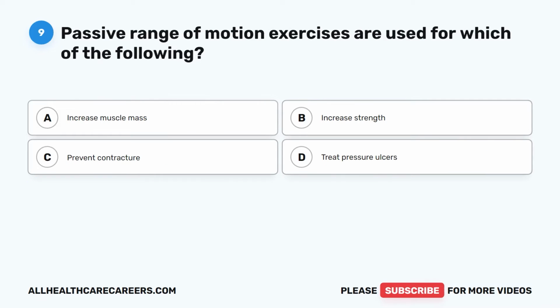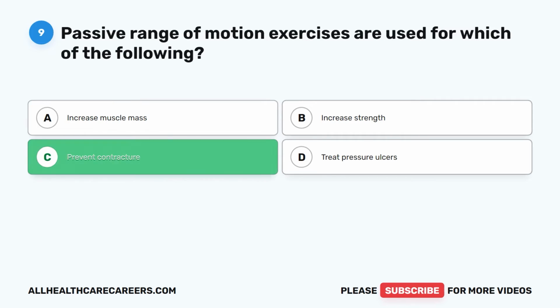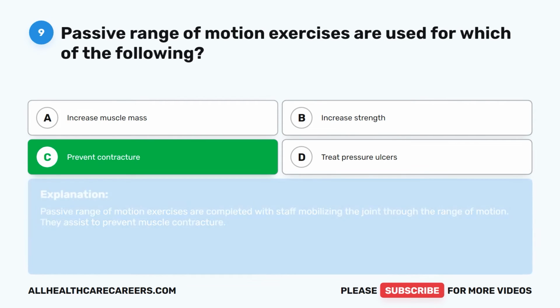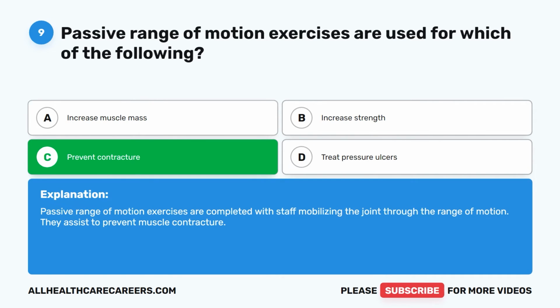Question 9. Passive range of motion exercises are used for which of the following? A. Increase muscle mass. B. Increase strength. C. Prevent contracture. D. Treat pressure ulcers. The correct answer is C. Prevent contracture. Passive range of motion exercises are completed with staff mobilizing the joint through the range of motion. They assist to prevent muscle contracture.